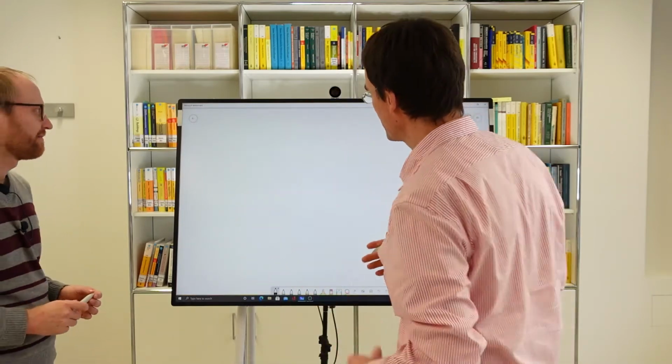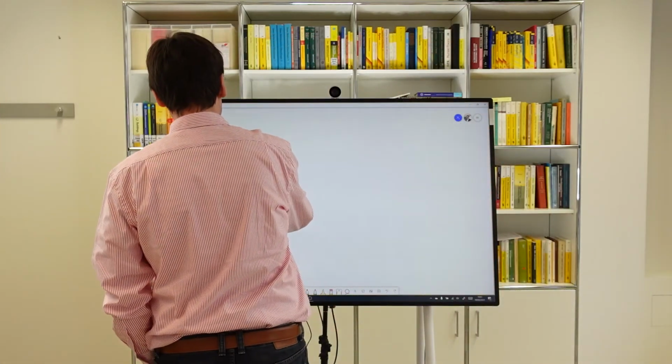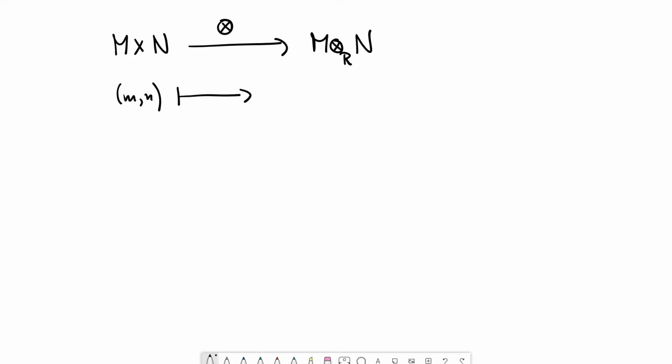And remember from Holger's video that we had this map from the product of two R modules. So M would be a right R module, N would be a left R module. And then we had this map that had the tensor symbol to the tensor product. Now, the image of an element (m, n) you denote by this small tensor, m tensor n.